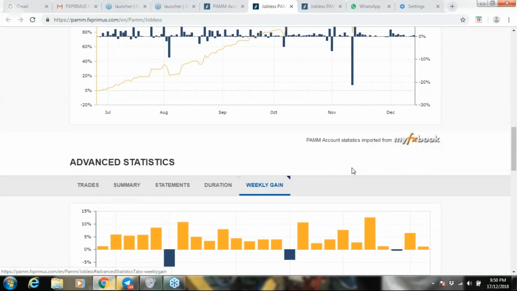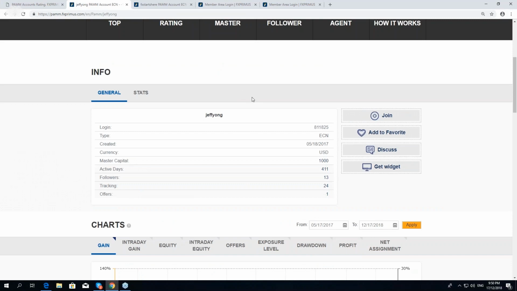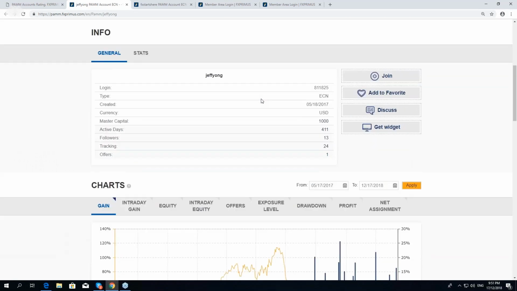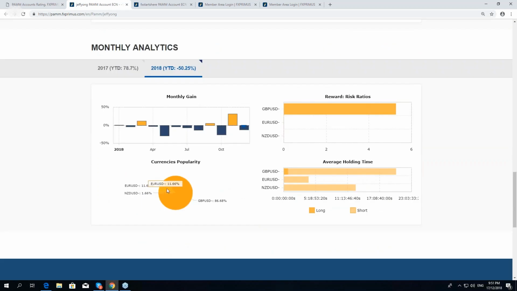Basically, let me just give a summary of the three masters that we had. Don't go away yet, Jobless. The first one we had was Jeff Yong, a middle to long-term investor, whose offers have a quarterly trade interval. He holds his positions for maybe 1 week or 8 days, as you can see by the statistics, and he only focuses on 3 pairs.